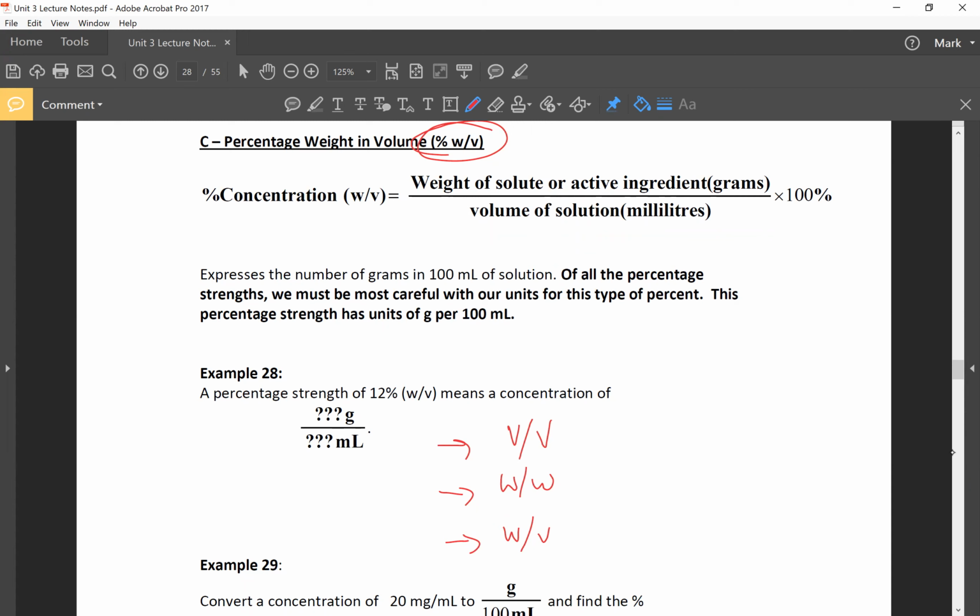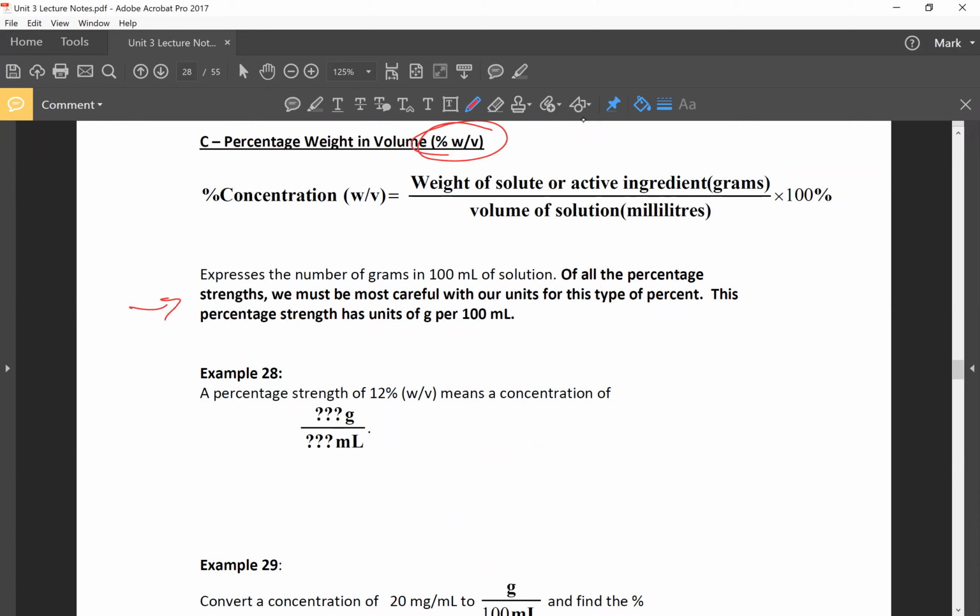So, wink, wink, wink, when I ask you one of these on a test, I will, in brackets, include this, what I'm circling up here. If it's VV, use all volumes. If it's WW, use all weights. If it's WV, use weight over volume. All right. We'll do some mixed review of this tomorrow anyways, but let's look at the example here.